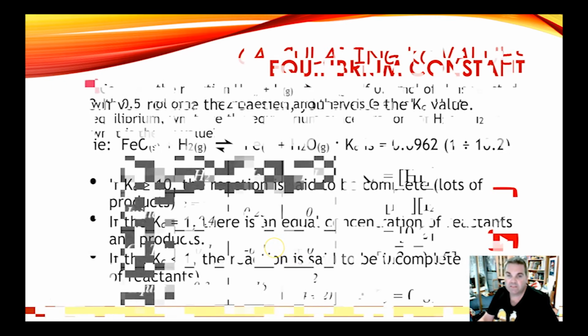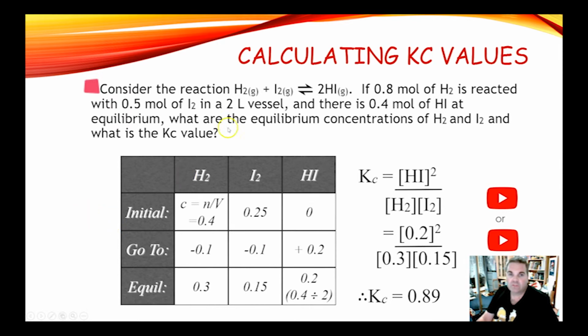I do have one example here. So we've got this reaction here, hydrogen gas plus iodine gas to form hydrogen iodide. We've got 0.8 moles of hydrogen reacted with 0.5 moles of iodine in a 2-litre vessel. Now it's important that you take into account whether the question is telling you the concentration or the number of moles, because remember the Kc expression uses concentration values. So if there's 0.5 moles of hydrogen iodide at equilibrium, what are the equilibrium concentrations of hydrogen and iodine, and what is the Kc value?